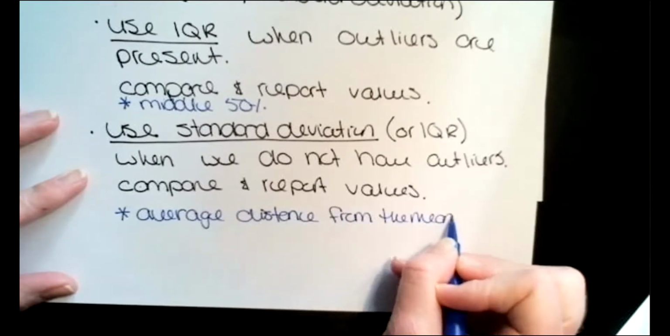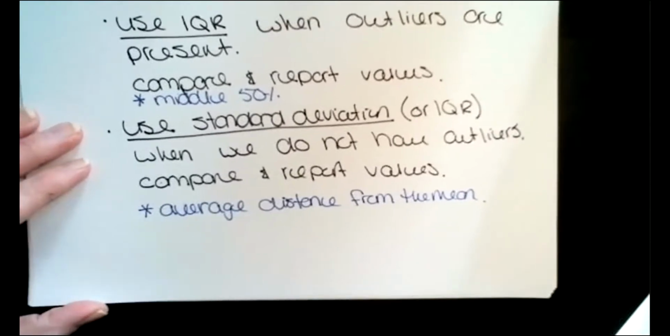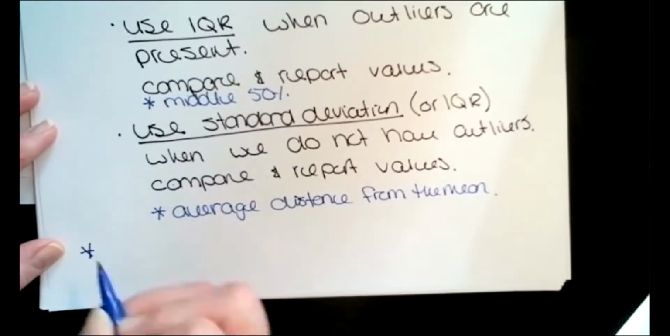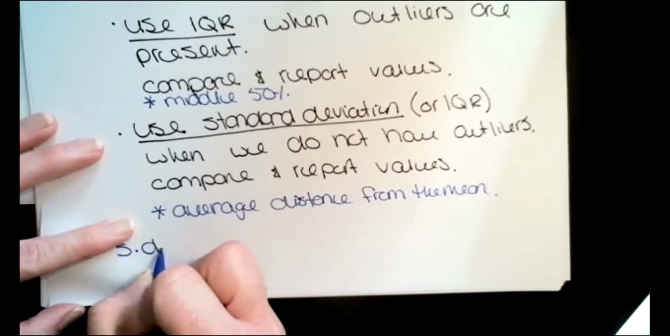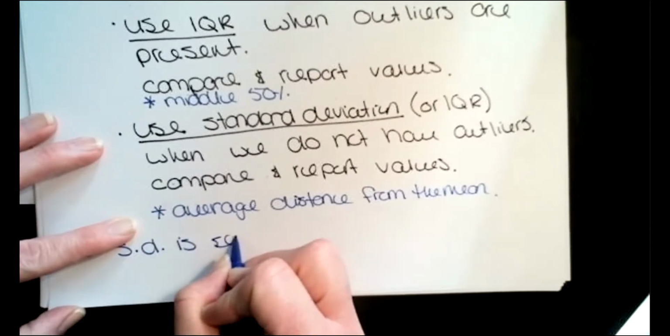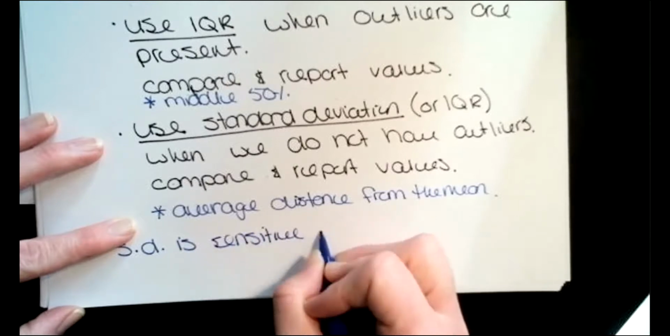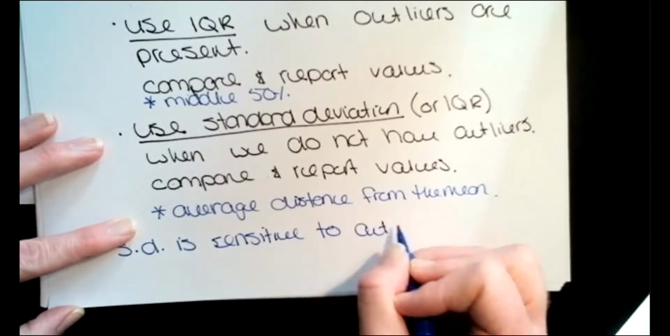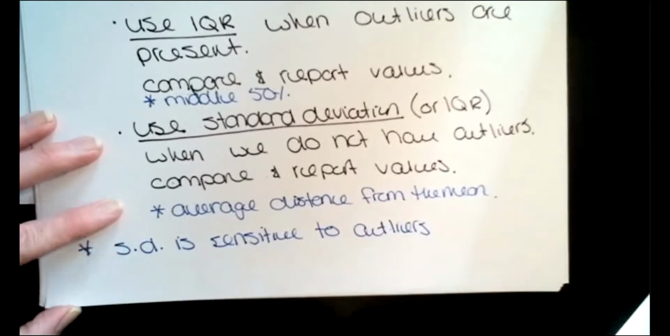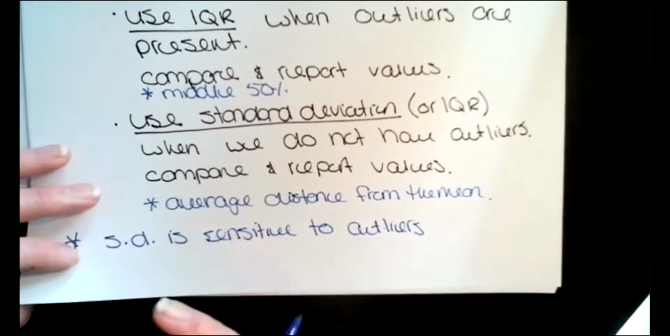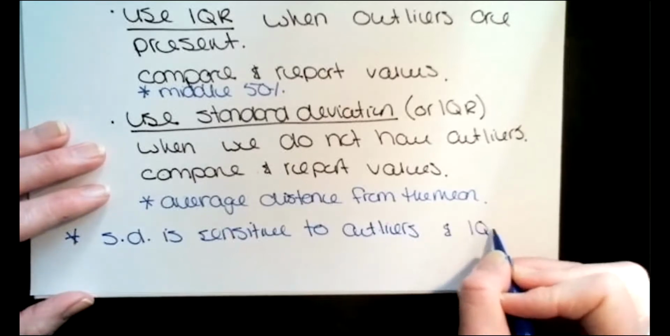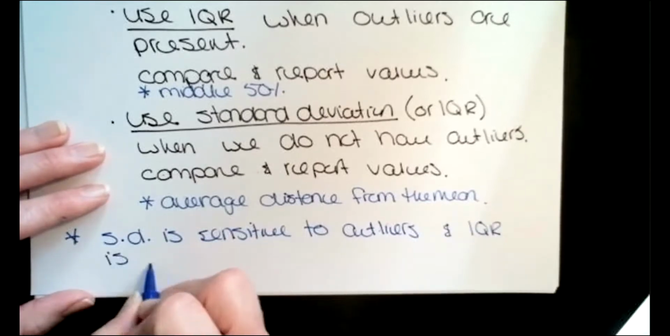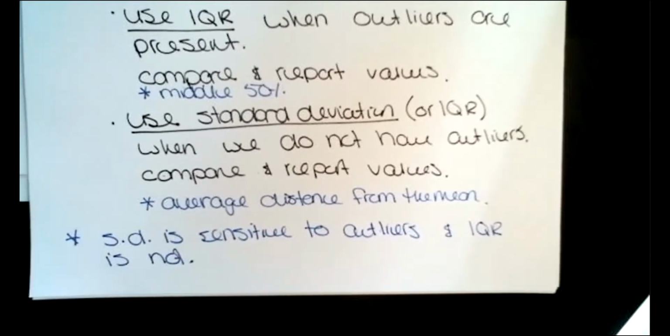I'm just going to write this down so we're all on the same page. So here, SD is sensitive to outliers. So meaning the outliers change that value. And we don't like to see that. And IQR is not sensitive to outliers. Okay.